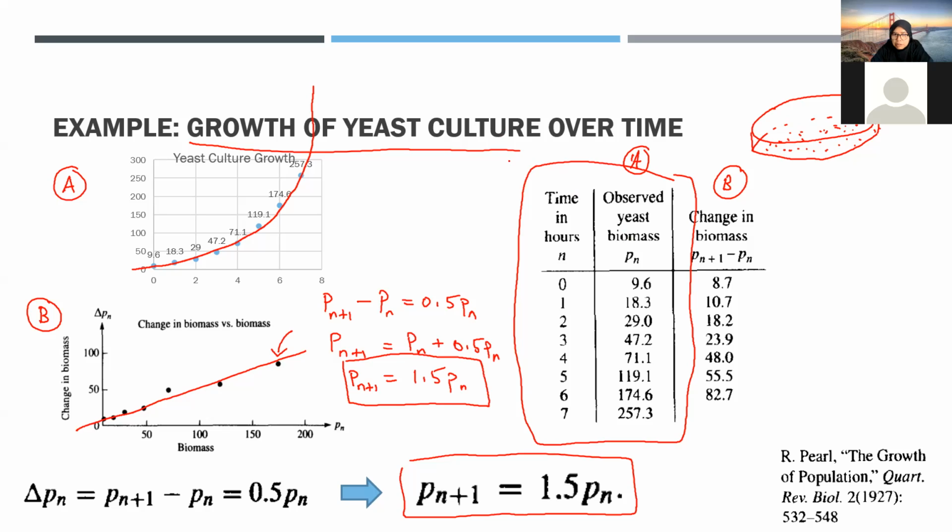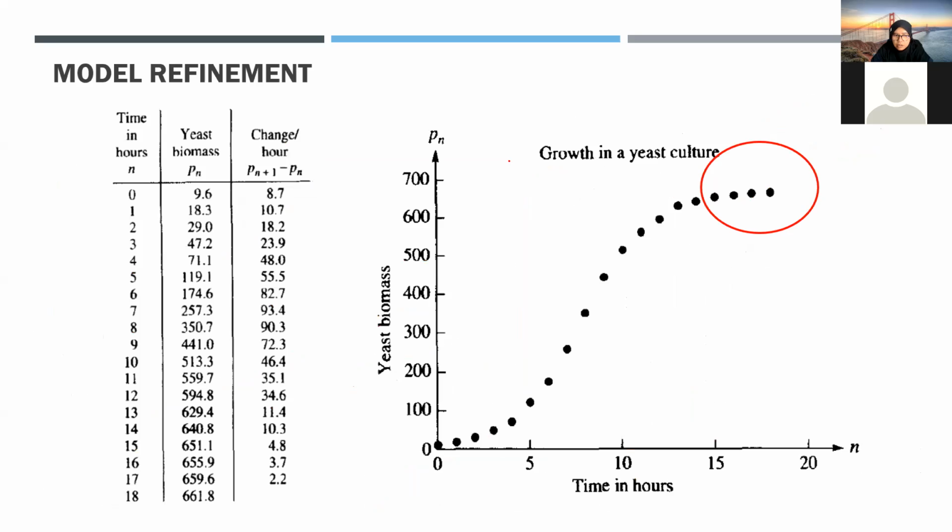Okay, macam mana kita nak buktikan benda ni? So kita cuba try take more values. So just now what we did is until this point. Sampai setakat ni saja. So we only take until this point. So you can see the difference. If we take more data, the difference is quite astounding.